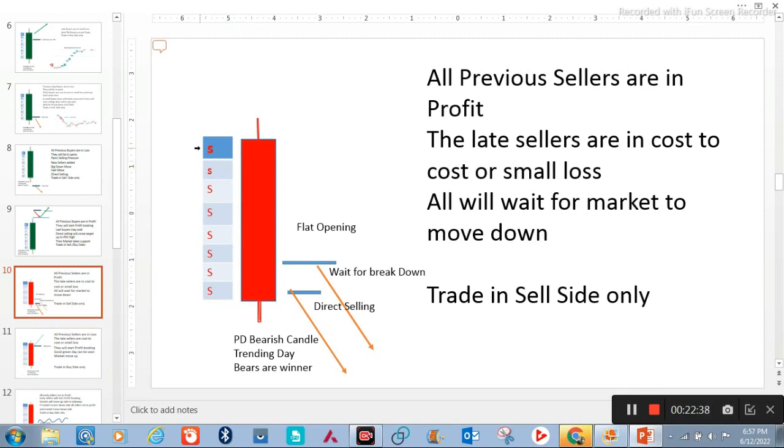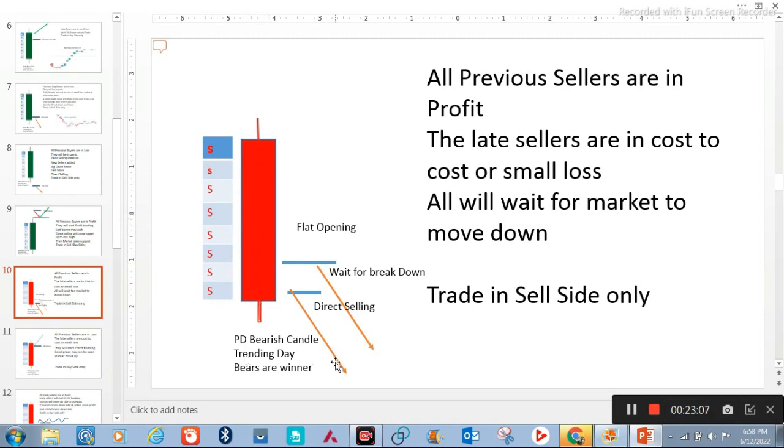See the situation. Understand this one. He is the first seller. As soon as market opened, he sold in the market. He is sitting in the sell position. He is the next seller. As soon as market started falling down, all these players started selling. They are all sitting in the selling position. That's why a bearish candle is formed.